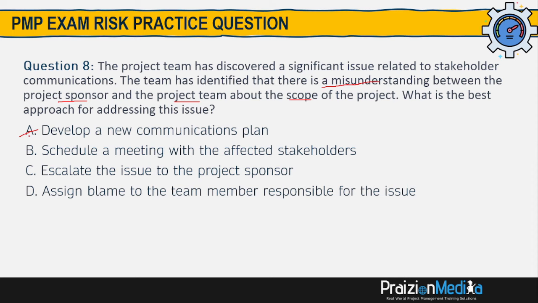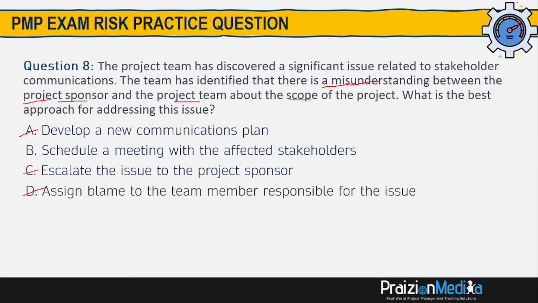C, escalate the issue to the project sponsor. Well, the project sponsor is already involved, so bringing it to their awareness afresh doesn't make sense. So we're going to cancel that. D says assign blame to the team member responsible for the issue. Again, that's like a throwaway option because we know that we don't do that in the world of the PMI.